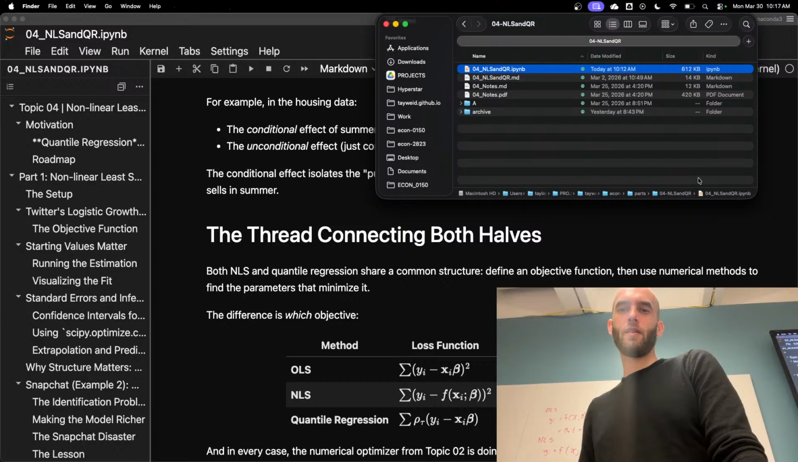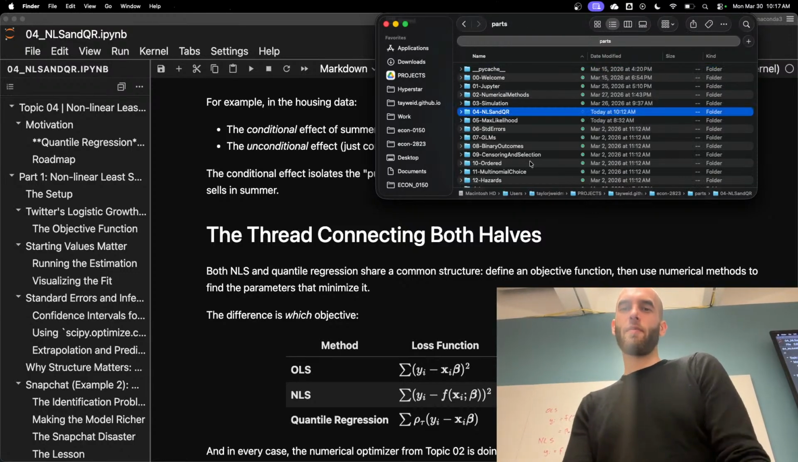We're going to talk about maximum likelihood.